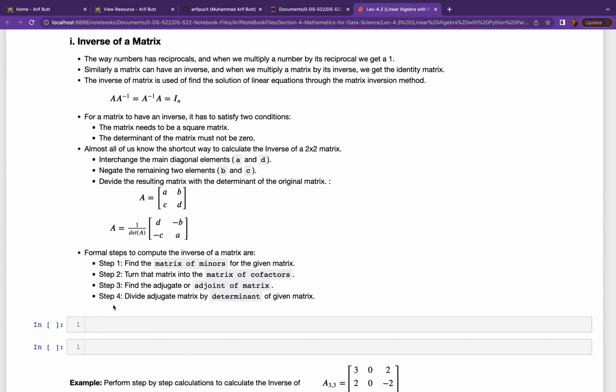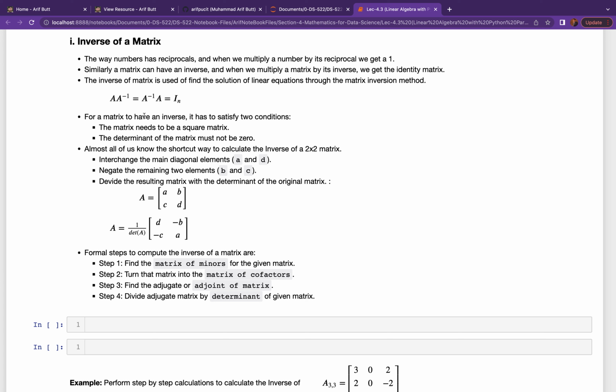Well, my dear friends, the way numbers have reciprocals, and when we multiply a number by its reciprocal, we get a 1, similarly, matrices have inverses, and when we multiply a matrix with its inverse, we get the identity matrix. And the inverse of a matrix is used to find the solution of linear equations, which we will see in our next section.